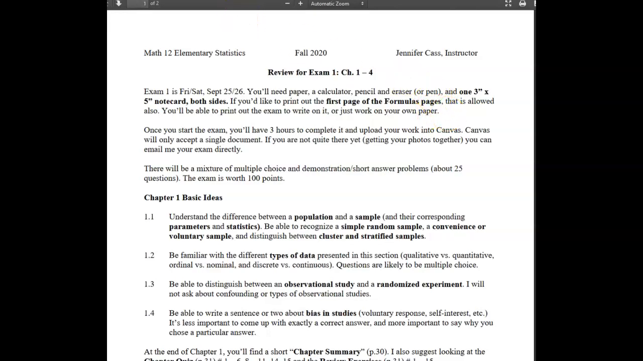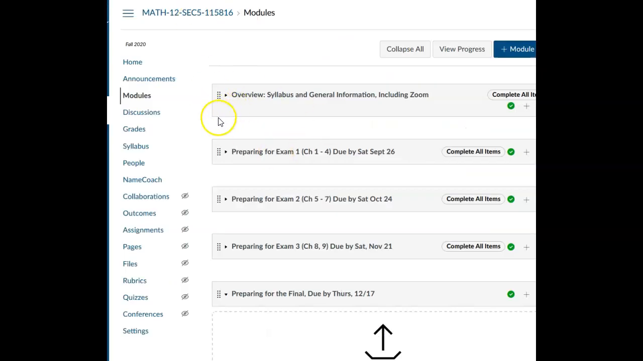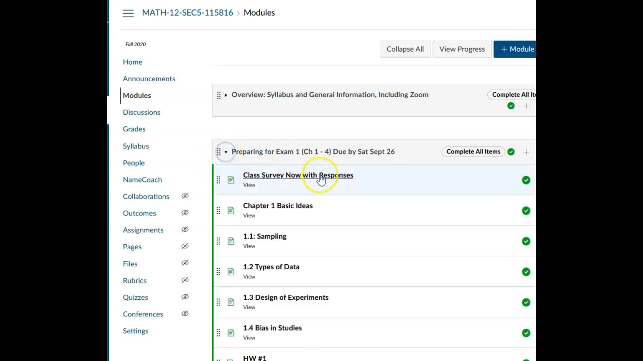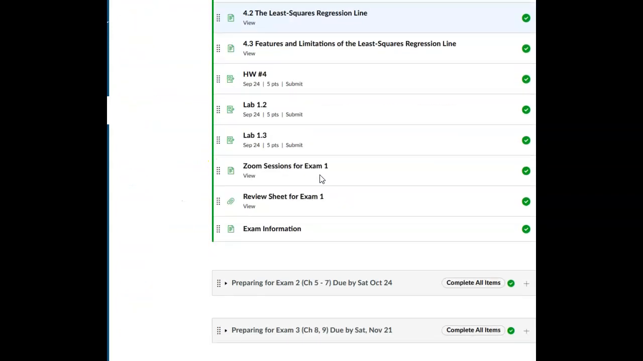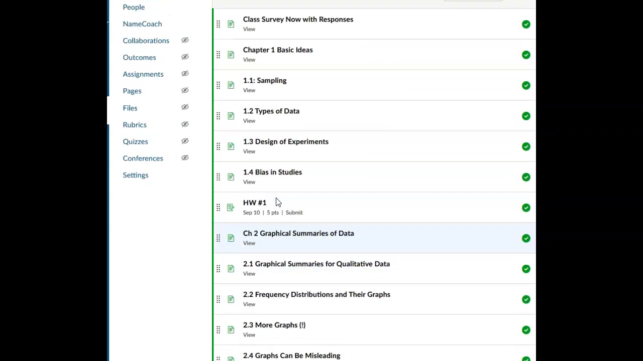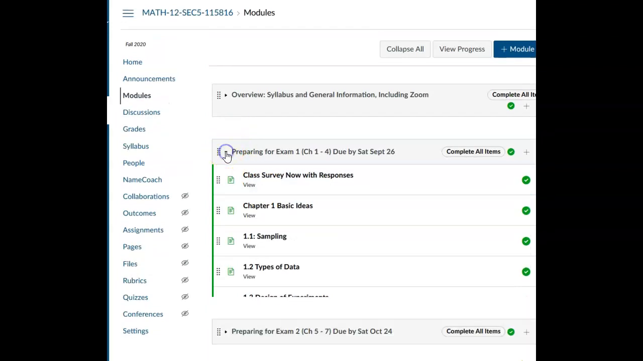So let's pause here for a moment and just take a look. Where is this review sheet that I'm reading to you? That is in this exam 1 module. It's posted at the bottom. Review sheet for exam 1 is what we're looking at. I believe it's also in the announcements. I think I emailed it out to everybody.